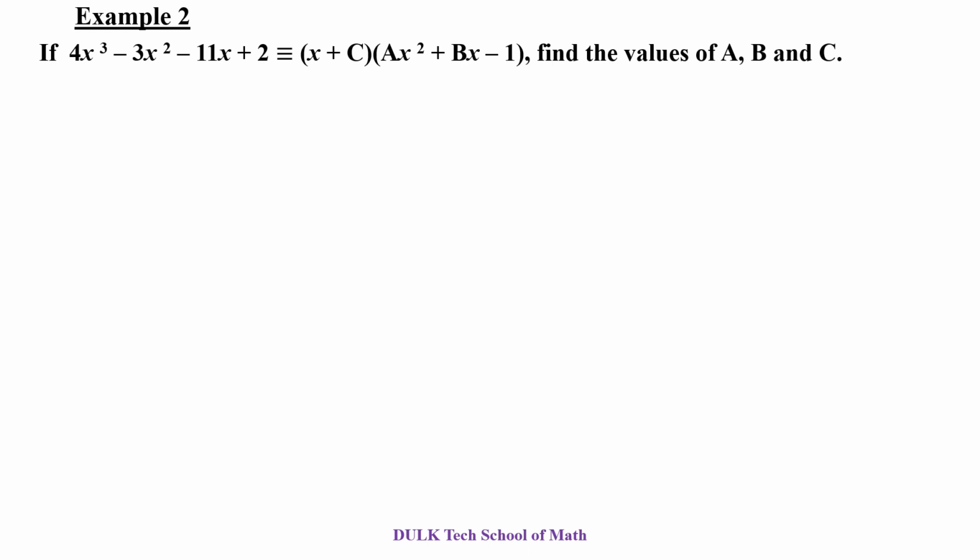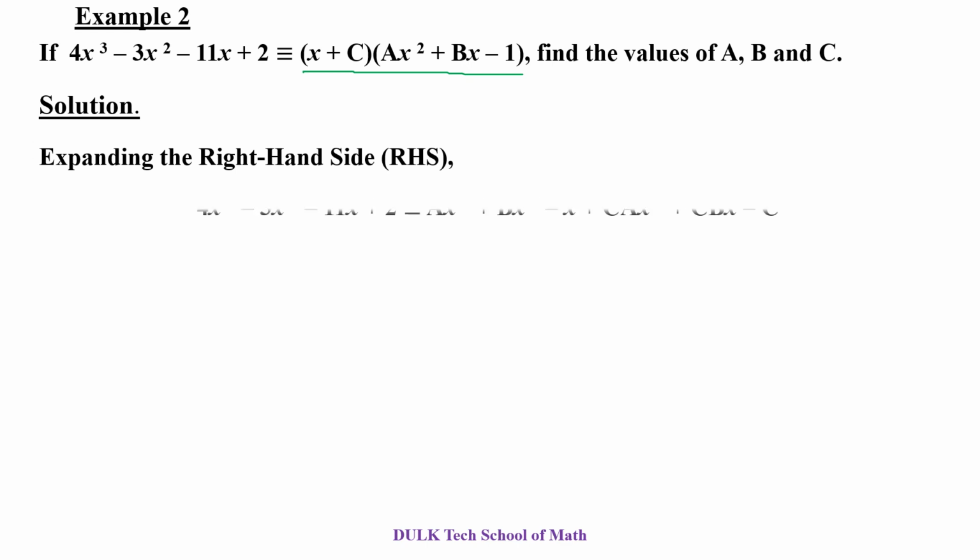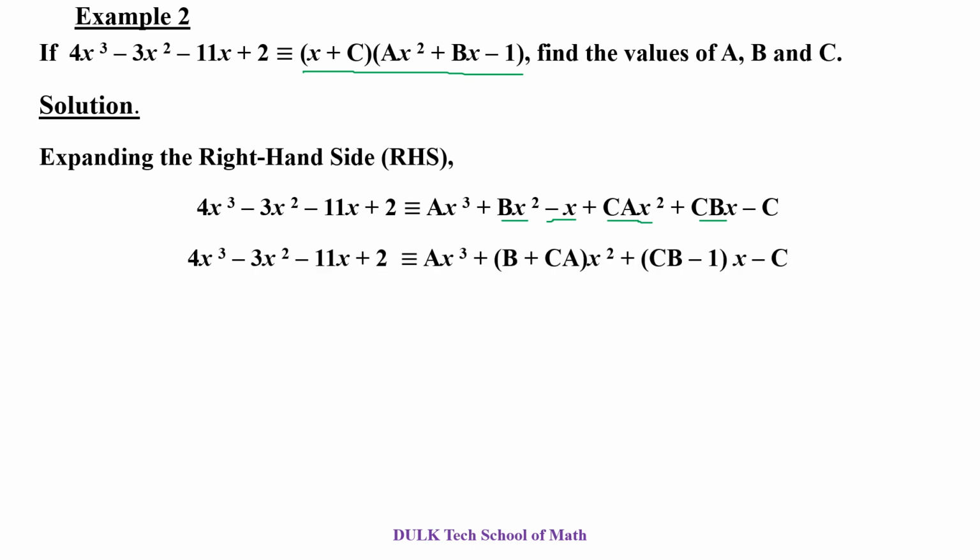Given this identity, find the values of a, b, and c. Likewise, we are going to expand the right hand side. Let's expand this right hand side. The right hand side simplifies to this. Then we have bx squared and cax squared as like terms, and minus x and cbx as like terms as well. So let's collect like terms and factorize them. Right, we end up having this.